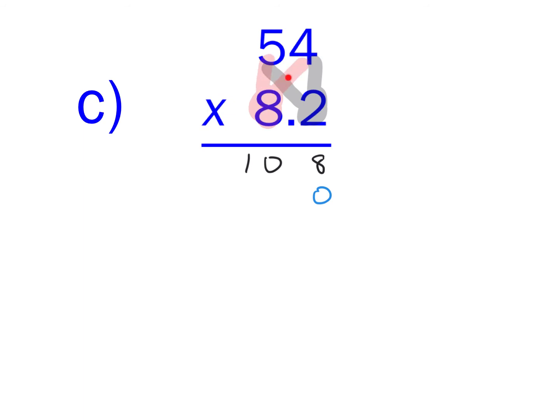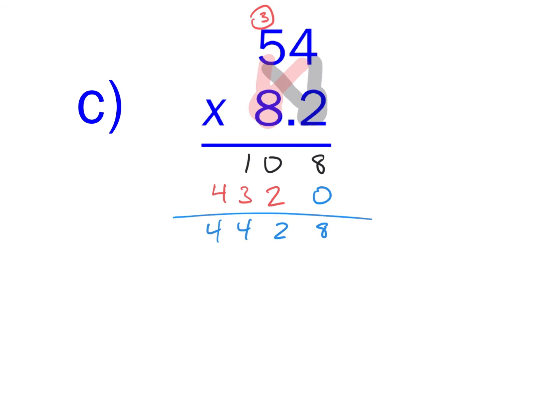Now 8 times 4 is 32. Carry the 3. And then we have 8 times 5 is 40 plus 3. And that's going to give us 43. Now we'll go ahead and add these together. That's 8, that's 2, that's 4, and that's 4.